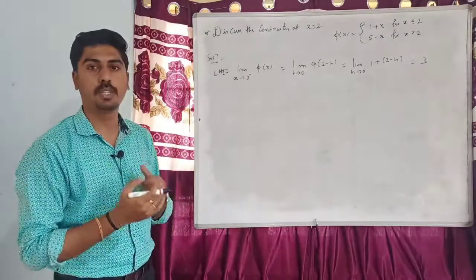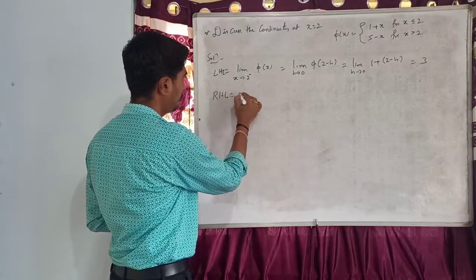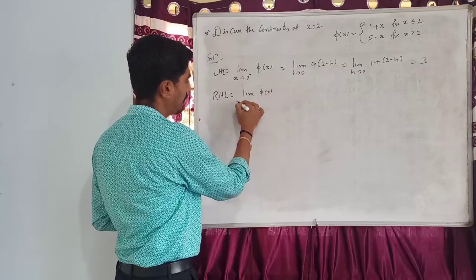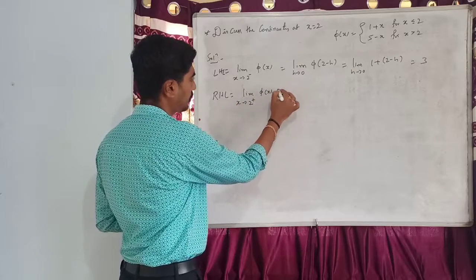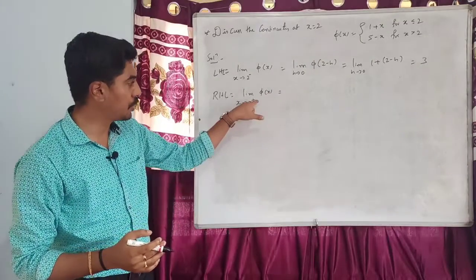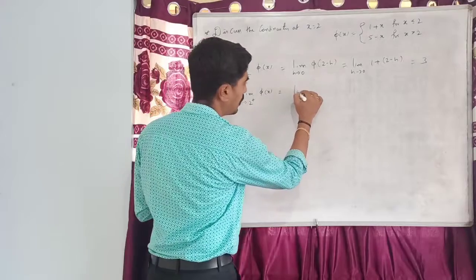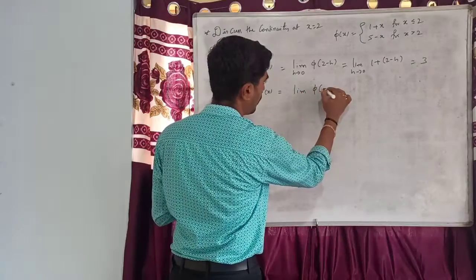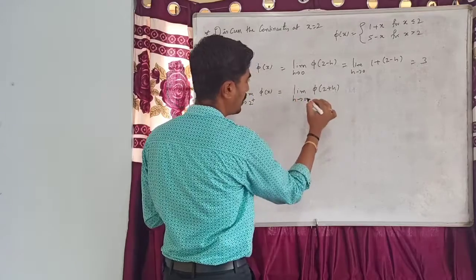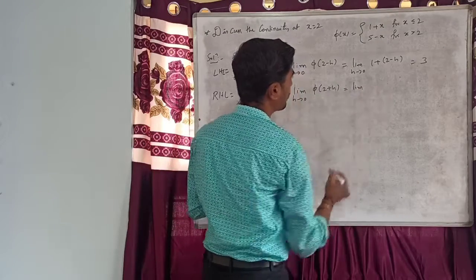Now we shall find out the right hand limit, RHL, limit of phi of x as x tends to 2 plus. Now to find out the right hand limit, put x equal to 2 plus h and let h tends to 0. This will be equal to limit of phi of 2 plus h as h tends to 0.